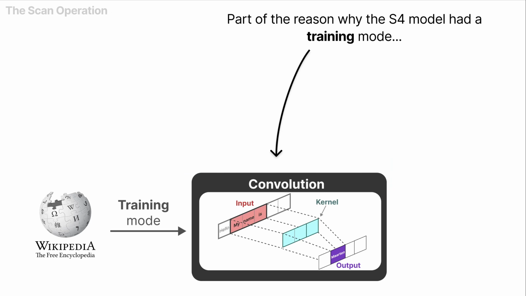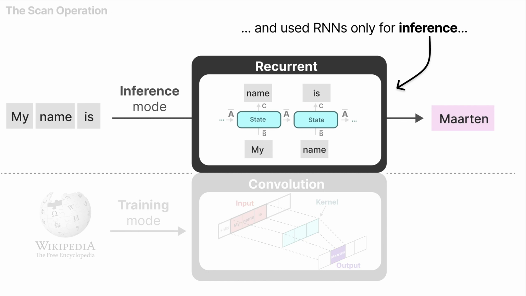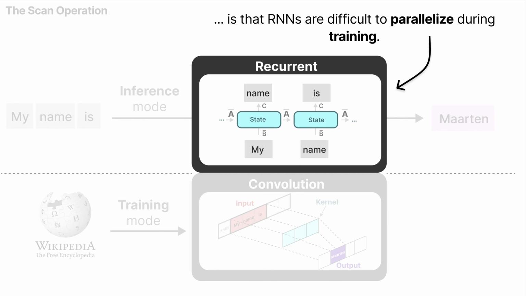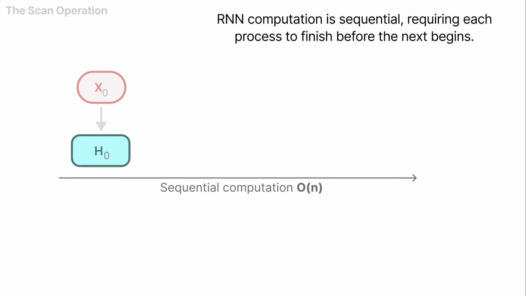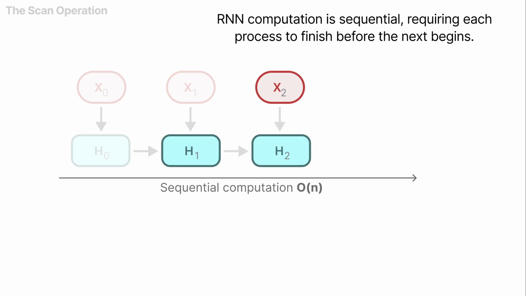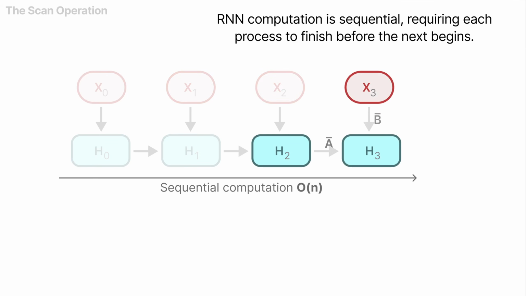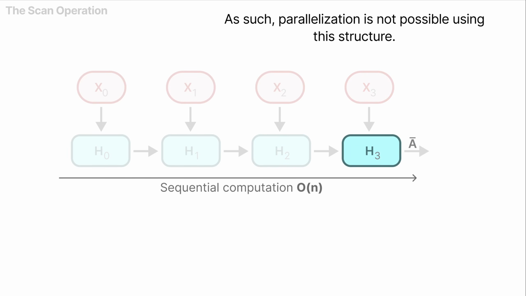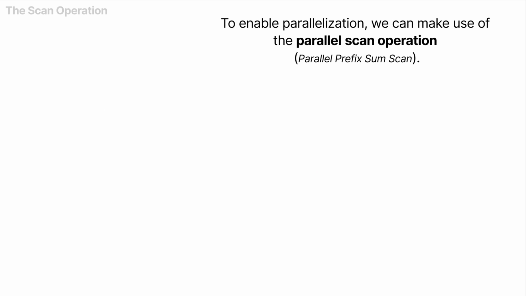Part of the reason why the S4 model had a training mode and used RNNs only for inference is that RNNs are difficult to parallelize during training. RNN computation is sequential, requiring each process to finish before the next begins. As such, parallelization is not possible using this structure. To enable parallelization, we can make use of the parallel scan operation, or the parallel prefix sum scan.